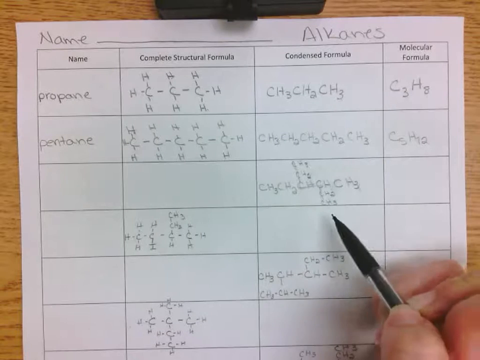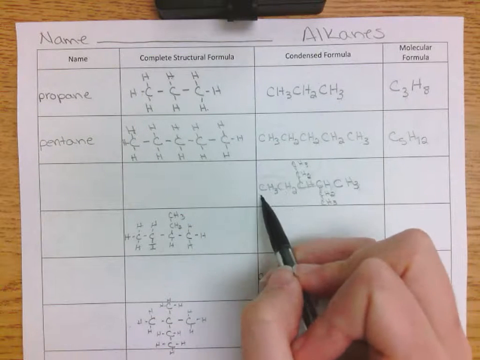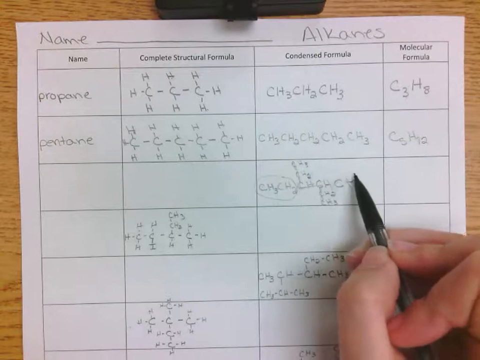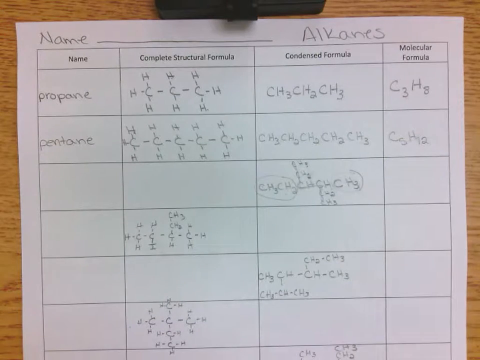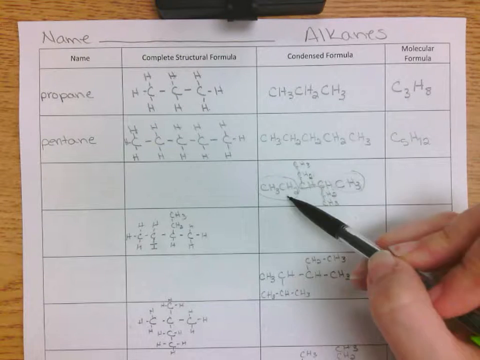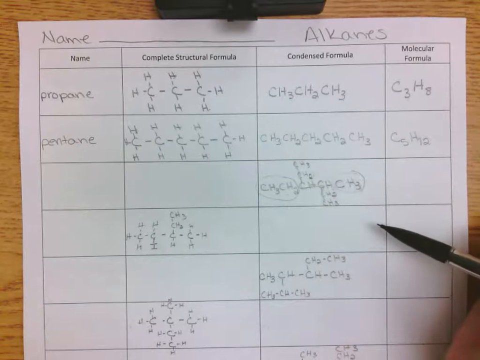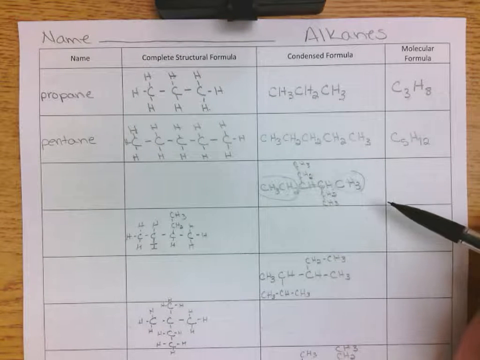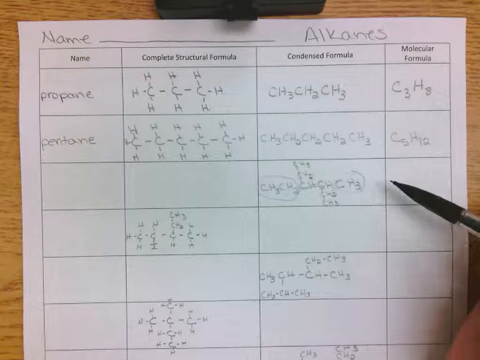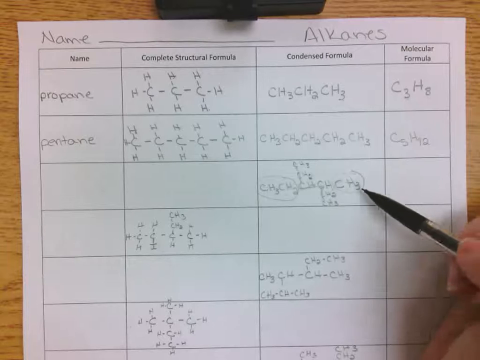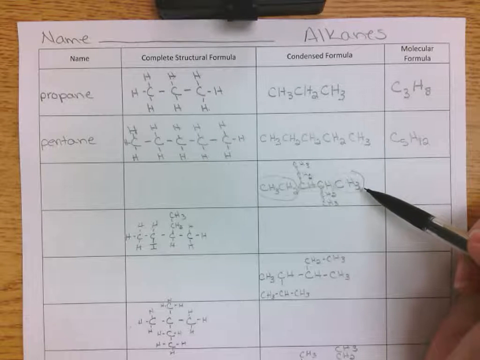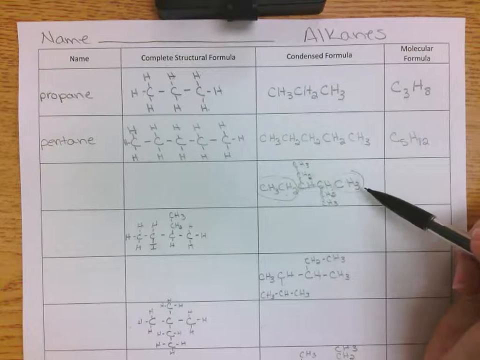So this is my chain. That makes this a branch and this a branch. So these two things are attached to the chain. So we draw a line through the chain, we circle our branches. When we name them, we name the branches first in alphabetical order. We tell what number those branches are located on, which number carbon, and then we name the chain.